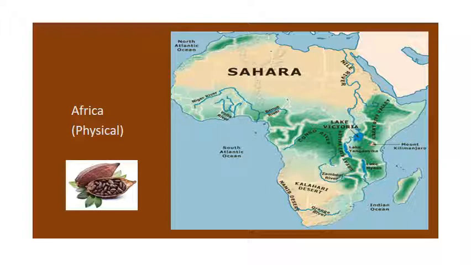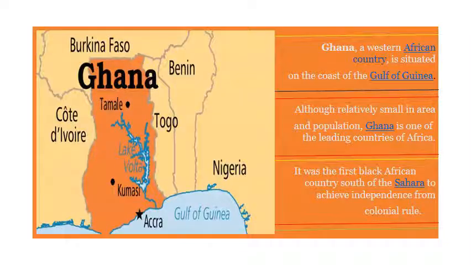Most of the cacao production in Ghana occurs in southern Ghana, as the climatic conditions suit the production of cacao here. Dear students, here we can see that Ghana is a West African country. It is situated on the coast of the Gulf of Guinea. Gulf of Guinea lies in the south of Ghana.